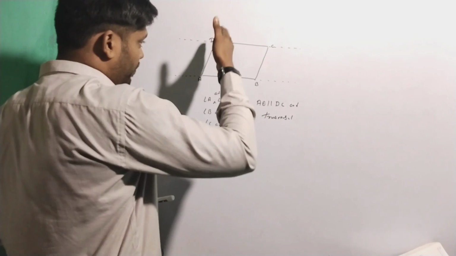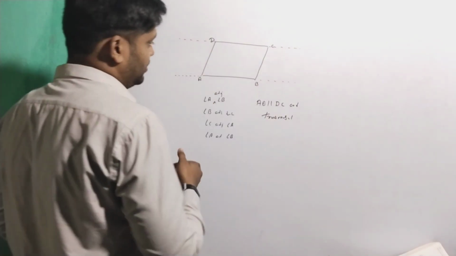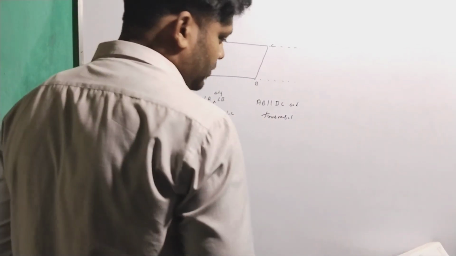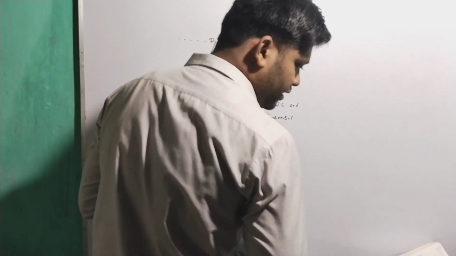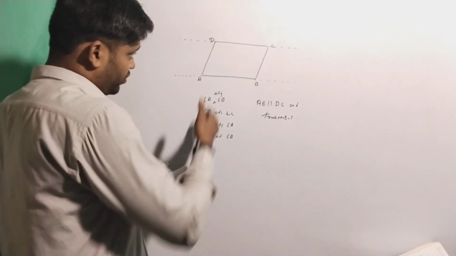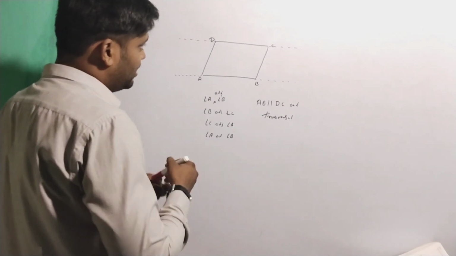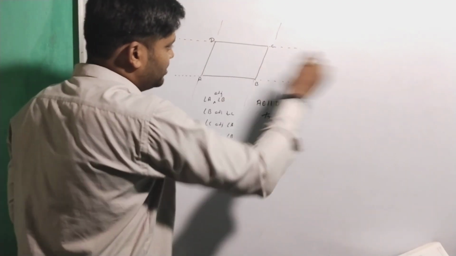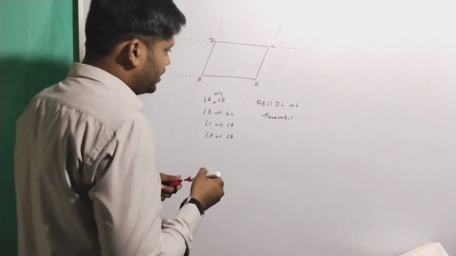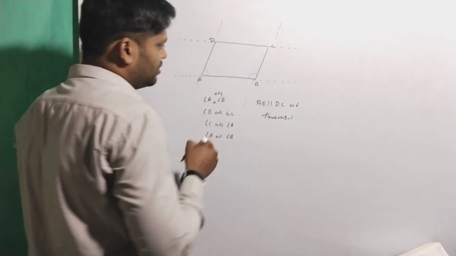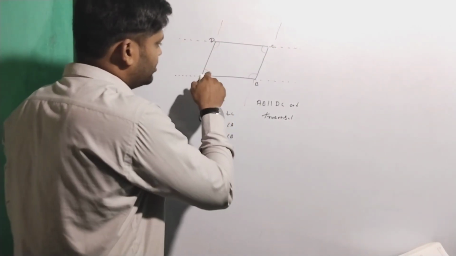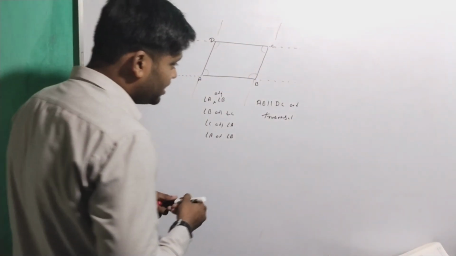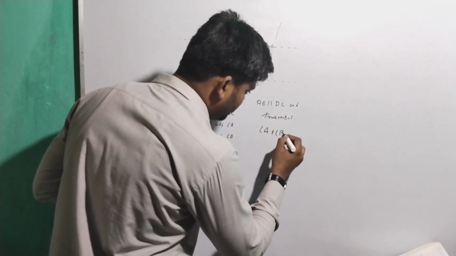Now whenever this happens, we'll say that angle A plus angle B is equal to 180 degrees. Why? I am writing the reason: the sum of the interior angles on the same side of a transversal. As they are transversal to these lines, the interior angles will be this one, and this is also interior. The sum of the interior angles will be equal to 180 degrees when this is a transversal. So angle A plus angle B is equal to 180.